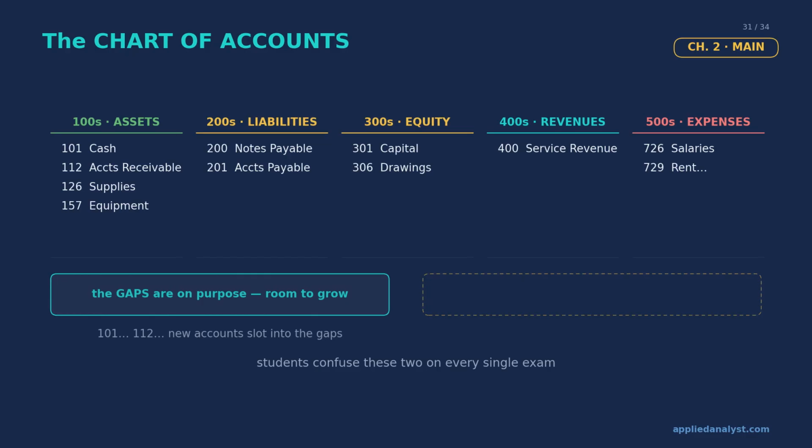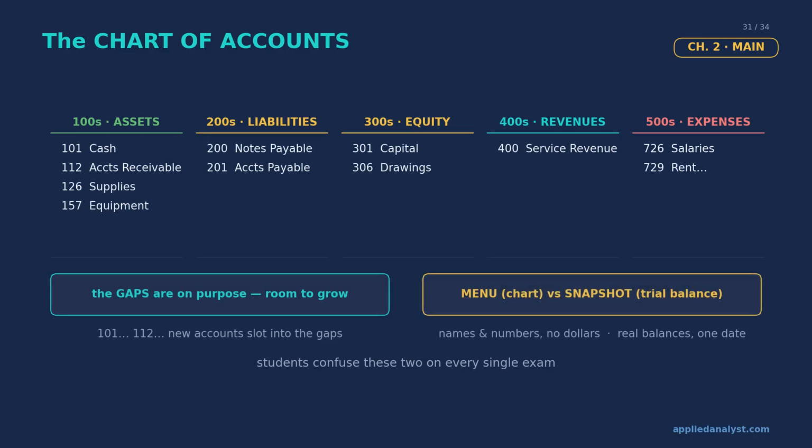Now look at this page hard, because it is not a trial balance, and students mix these two up on every single exam. You built the trial balance a few minutes ago, the one that totaled $17,850 on both sides. Hold the two side by side. The chart is the menu, names and numbers, no dollar amounts anywhere, and it barely ever changes. The trial balance is the snapshot. Real balances, one date, made fresh every time. The chart tells you what accounts exist. The trial balance tells you what they hold right now. Menu versus snapshot.